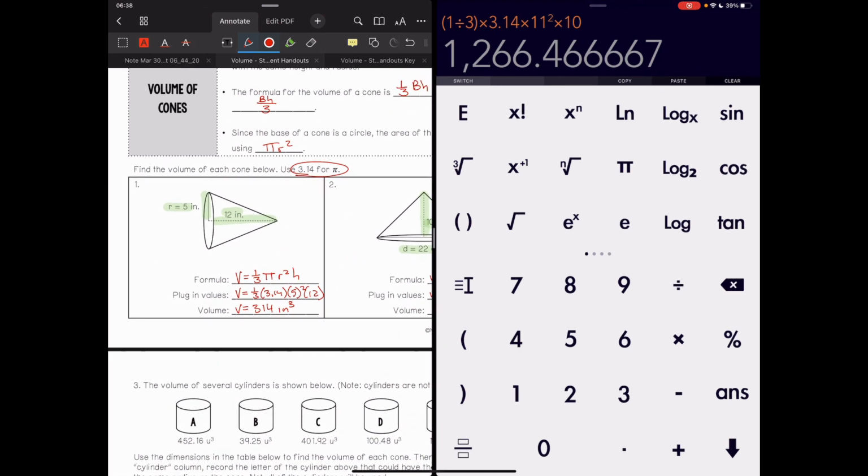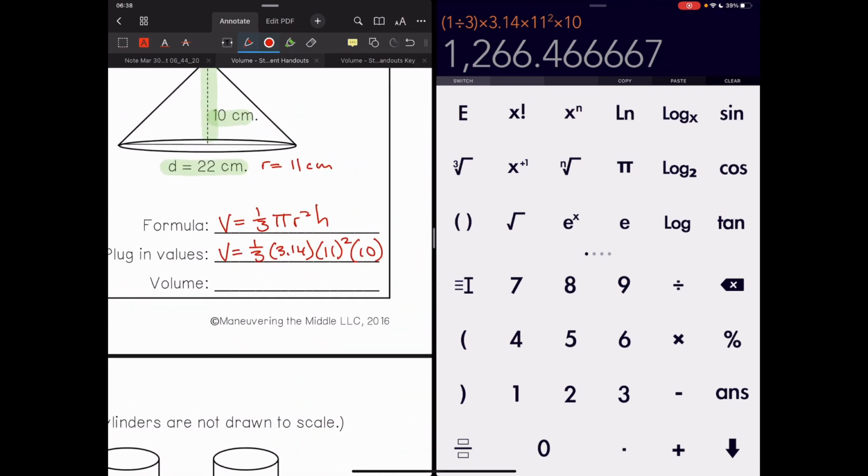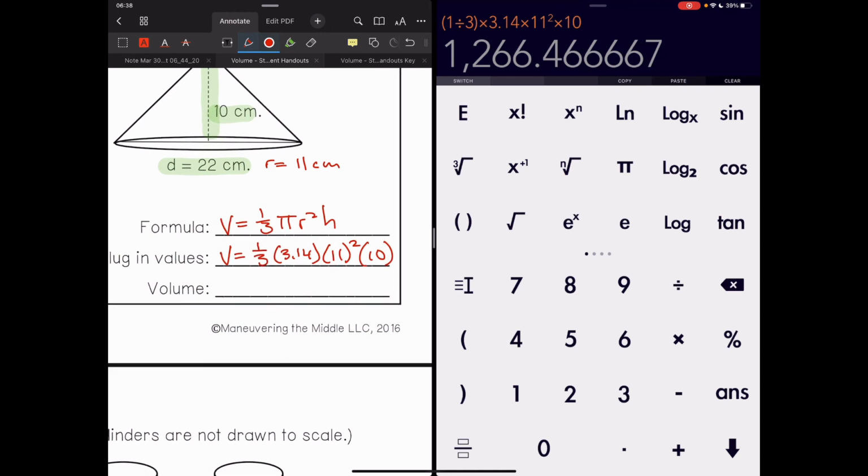We don't, but what I'm going to do is keep it to the hundredths place. I can see that 6 is repeating. Now the reason there's a 7 on the end is because the calculator has to cut off the repeating part at some point, and then it rounds the last digit up. So this is really 1,266.46 repeating centimeters cubed.